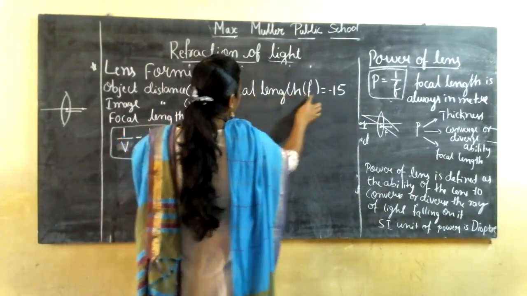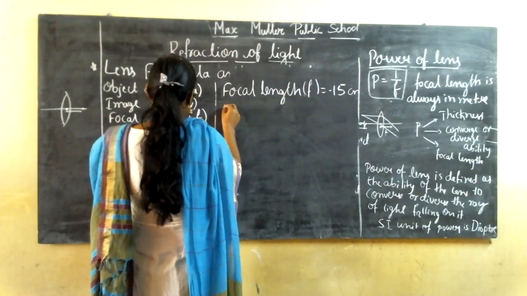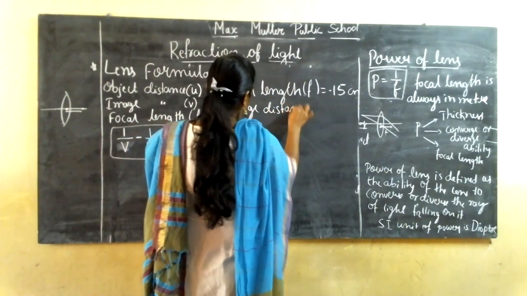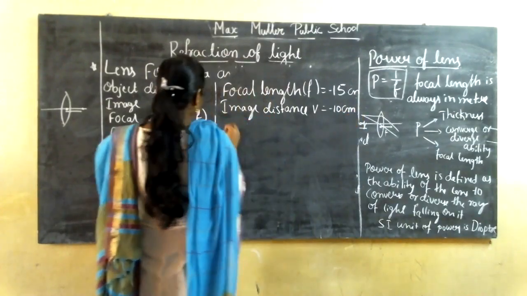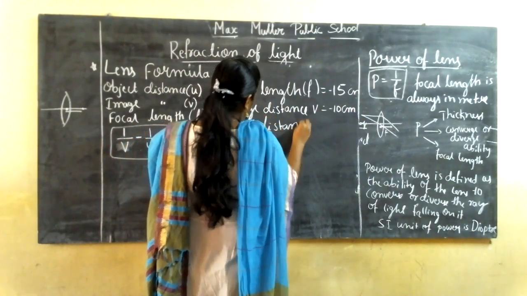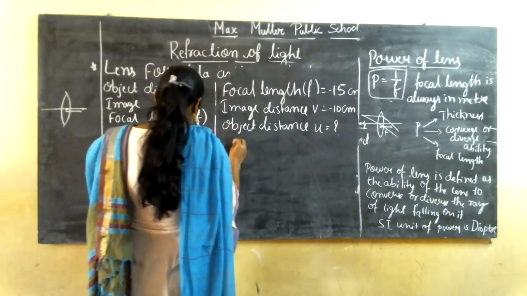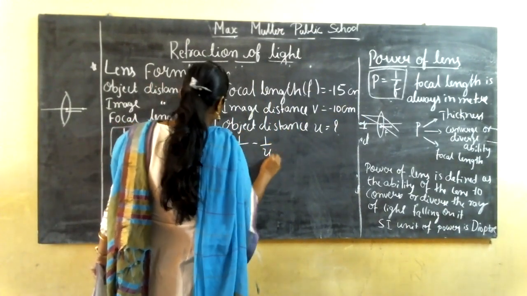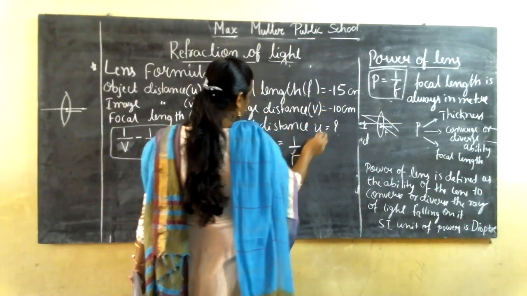So here focal length f is 15 centimeter and image distance v is minus 10 centimeter. You need to find the object distance, that is u. We all know the formula: 1 by v minus 1 by u is equal to 1 by f. So v and f are given, right? We need to find u.